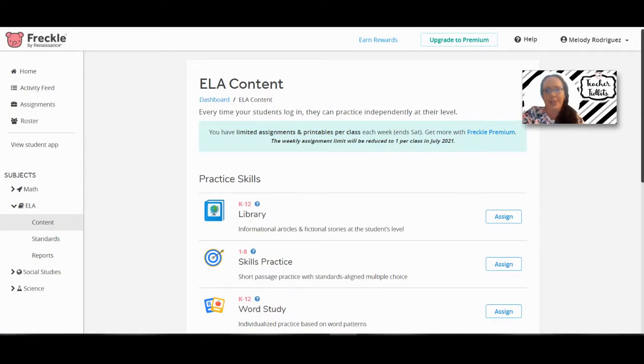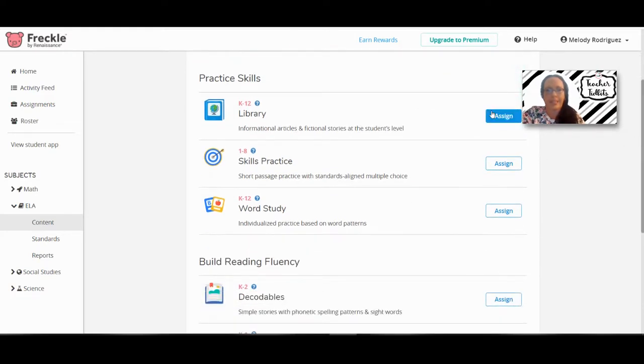Let's go ahead and look over the ELA content. They have libraries, so this is a whole ton of informational and fictional texts that's differentiated for your students' individual learning levels. There's also skills practice. So I've used these in the past for a quick check, or even for quizzes if I just need a quick look to see if students understand how to find main idea or how to find explicit information. This would be the area for you.